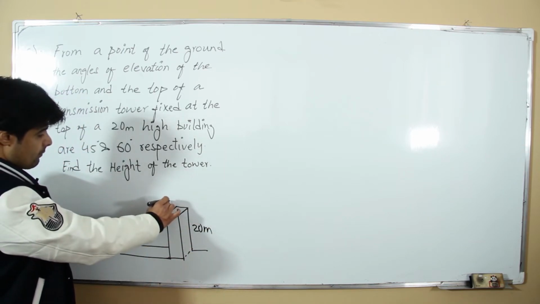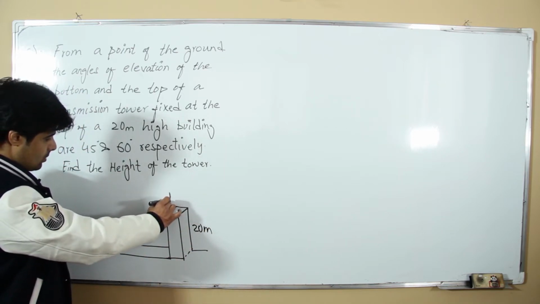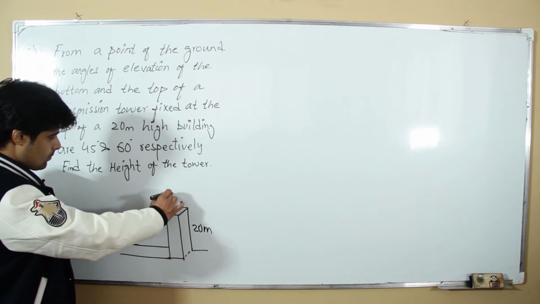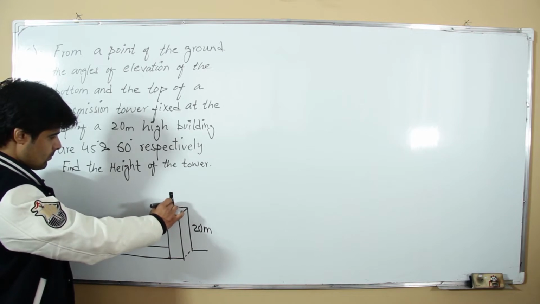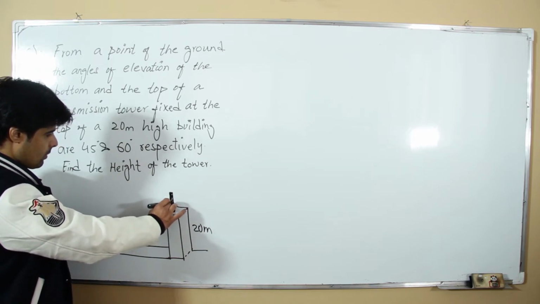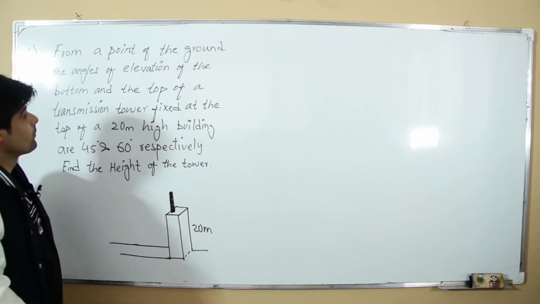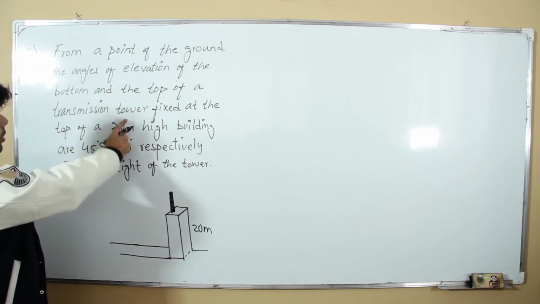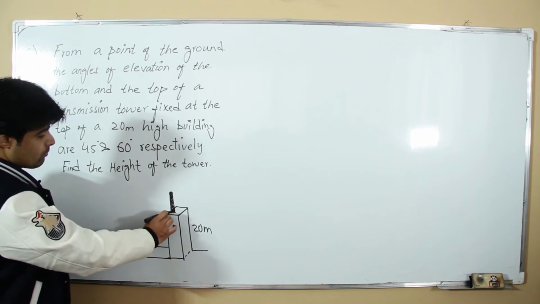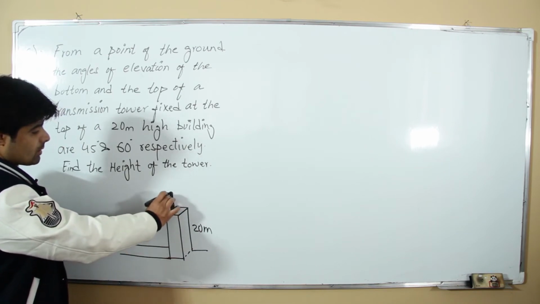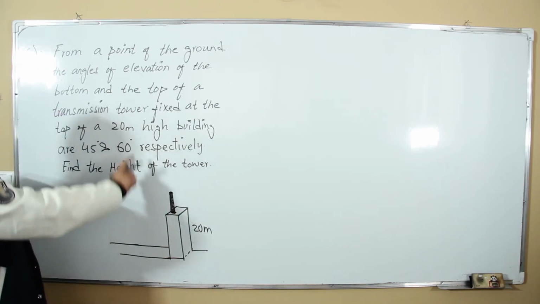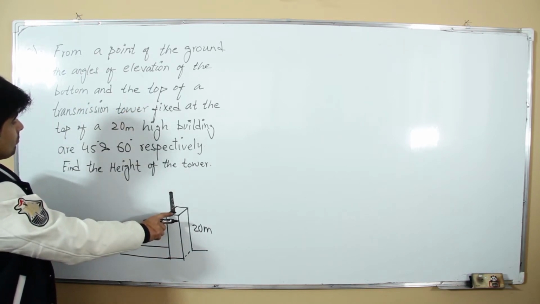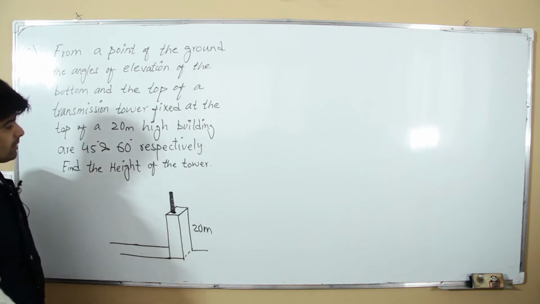Now we have in here a what? A transmission tower. This is our transmission tower. The angle of elevation of the bottom and the top of a transmission tower. This is the bottom of the transmission tower and this is the top. The angle of the bottom and the top is 45 and 60.